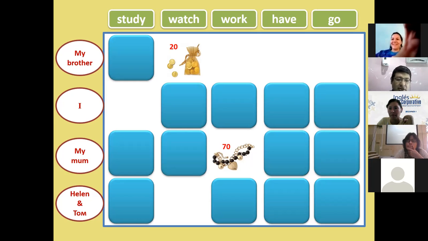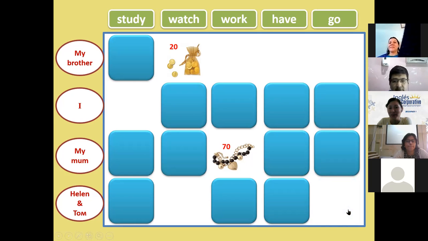Okay, I use Helen and Tom and the verb go. Affirmative sentence: Helen and Tom go to the gym. Go to the gym, okay. And negative: Helen and Tom don't go to the gym. Very good. And question: do Helen and Tom go to the gym? Very good. That is correct, right? But there are no points here.